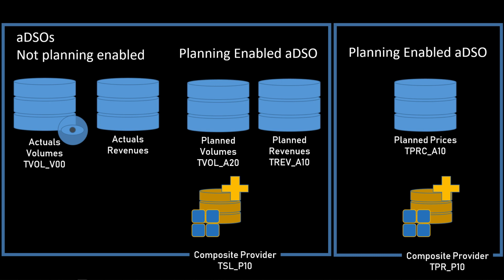trpc_a10. We will cover the creation of a single aDSO for planning, and the rest can be created based on the InfoObject list provided on page 5 of the guide. Once we've created our aDSOs, we will create 2 composite providers and allocate our aDSOs and OpenDSO views to those composite providers.